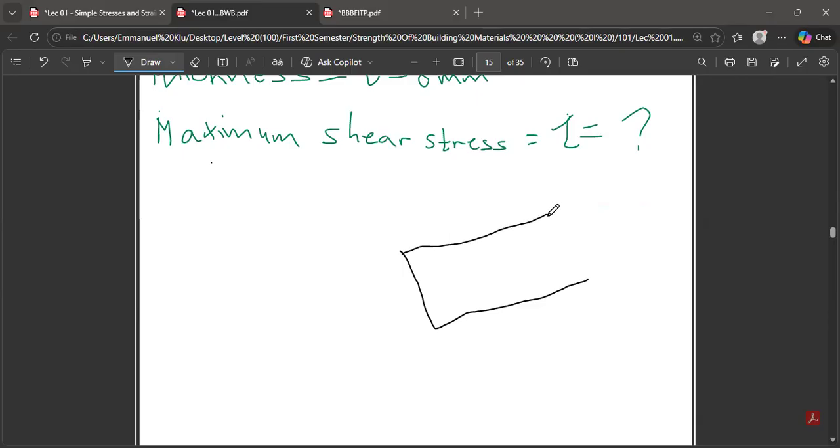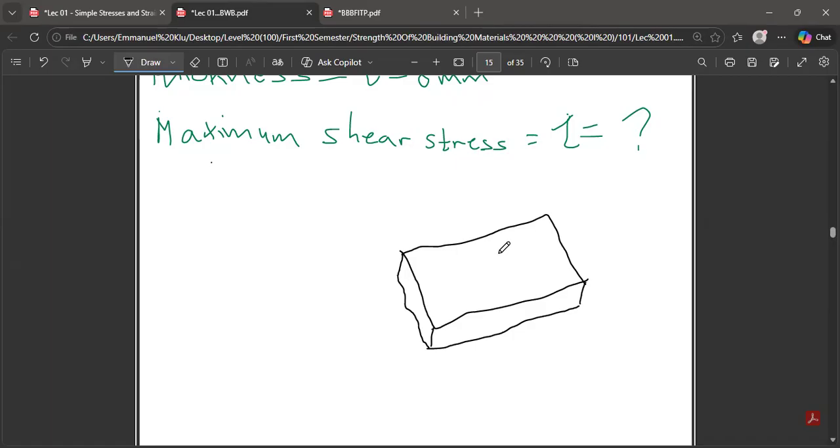Please, can anyone state Hooke's law for me? Who can state Hooke's law for me now? Augustine here. Hooke's law states that when a material is loaded within elastic limit, the stress is directly proportional to the strain produced by the stress. Thank you very much for that.